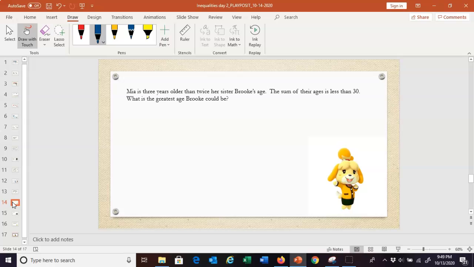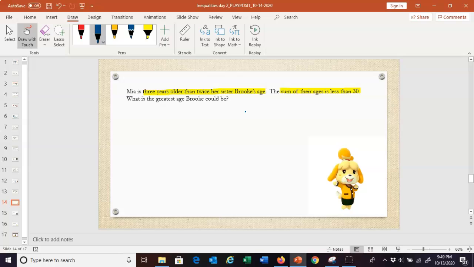All right, let's talk about Mia, or Maya. Maya is 3 years older than twice her sister Brooke's age. Okay, I'll admit these problems are just sort of silly and fun, sort of brain teasers. I don't think anyone actually sits around and does this in the real world. I'll be honest. The sum of their ages is less than 30. What is the greatest age that Brooke can be?